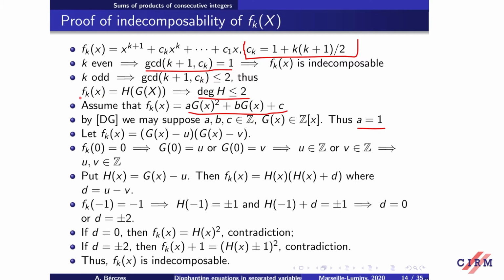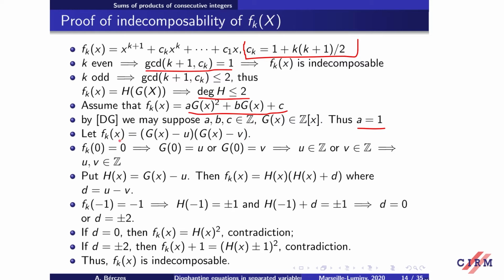From this, it is easy to see that a must be equal to 1, because f has leading coefficient 1. So this means that a times the square of the leading coefficient of g must be 1. All are integers, so a must be 1. This means that if u and v are the roots of the quadratic polynomial x squared plus bx plus c, then f_k(x) can be written like (g(x) minus u) times (g(x) minus v).